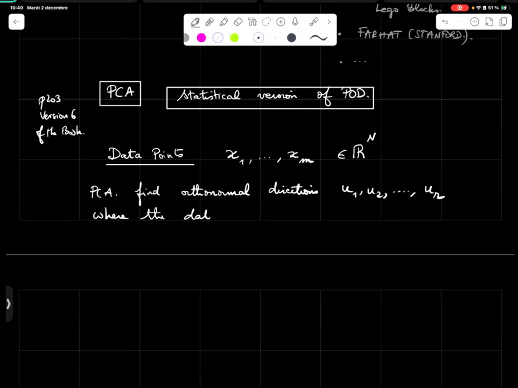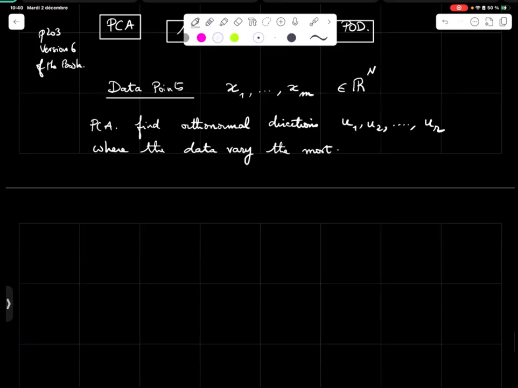where the data vary the most, right? So that's a very hand-wavy explanation of what that is. So then what you do is you project on the span of u1, ur, and it's going to give you the best r-dimensional linear approximation in terms of least squares.